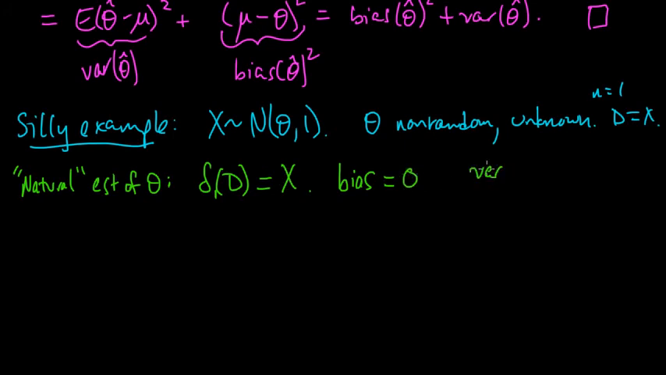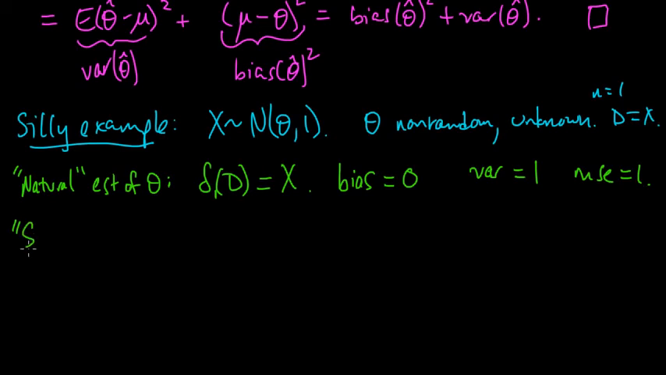And the variance, what is the variance? Well, x is distributed with this distribution. So the variance of this random variable, delta 1 of d, is just the variance of x, and that's just 1. So that's easy enough. So the MSE is 1.